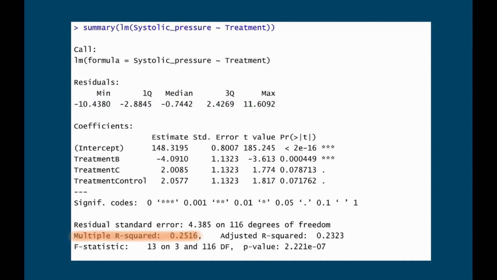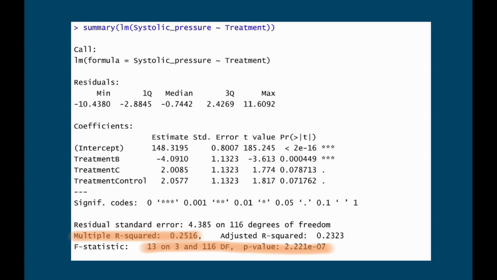Then if we go down at the bottom, we've got a bunch of different stuff, but what's probably the most important is the R squared value, which tells us the proportion of variance that our model is explaining. And then finally, it gives us the F statistic for the entire model. So for a single factor ANOVA, this would be the same as the F statistic and the p-value that you would get just for your factor in the ANOVA table.